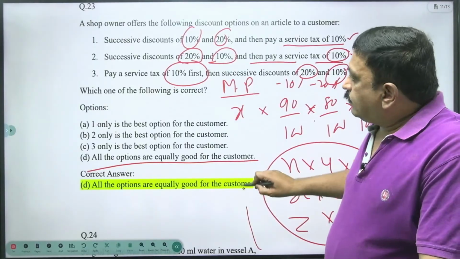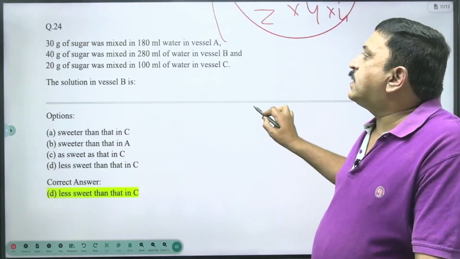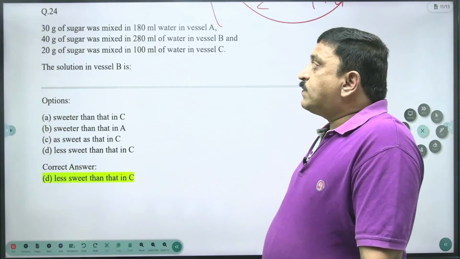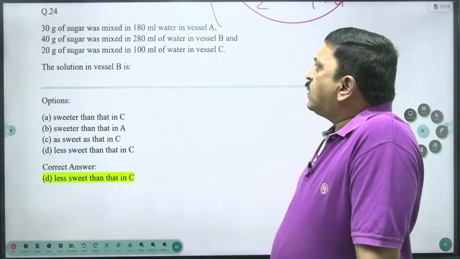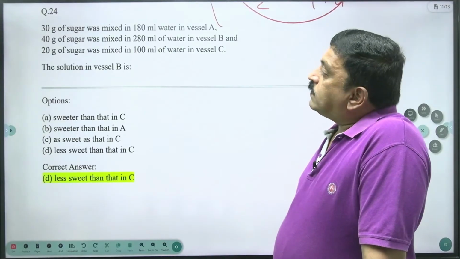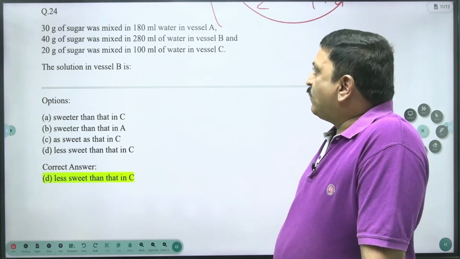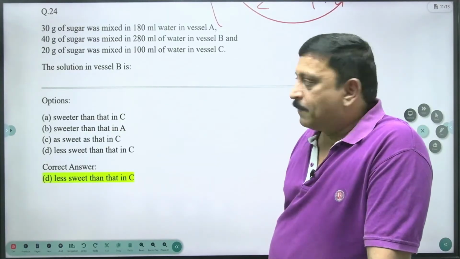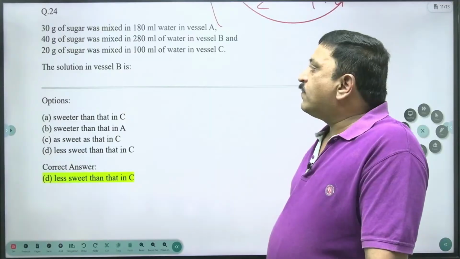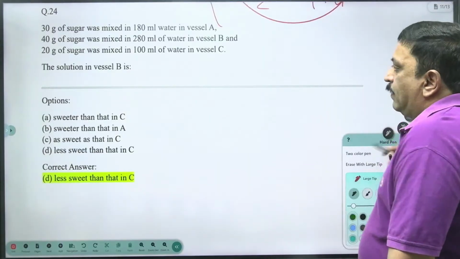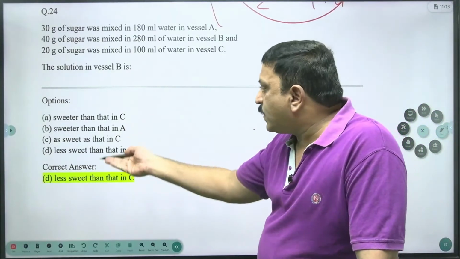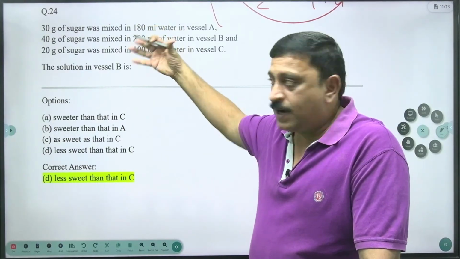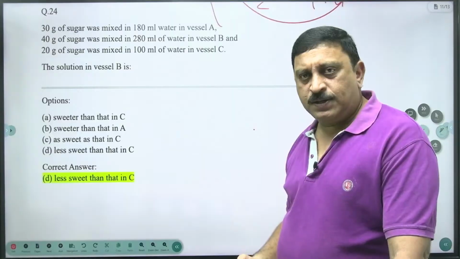Next one. And this is another beauty, the 24th question. 30 grams of sugar was mixed in 180 ml water in vessel A. 40 grams of sugar was mixed in 280 ml of water in vessel B. And 20 grams of sugar was mixed in 100 ml of water in vessel C. Which solution is sweeter? How to get this based on the concentration? Nothing but fractions. See this one.